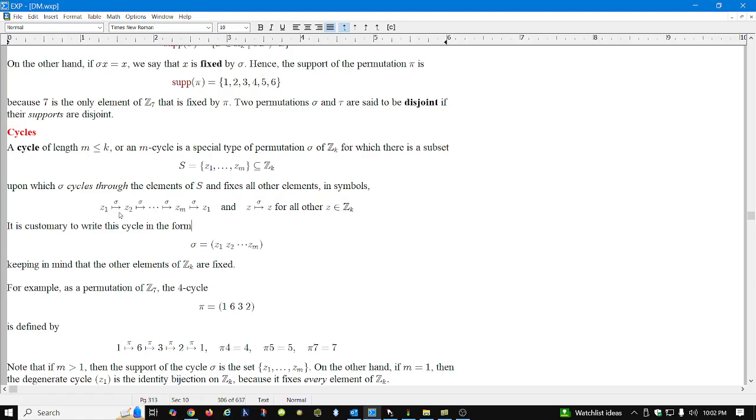Sigma sends z1 to z2, and then it sends z2 to z3, and so on until it reaches zm, and then sigma sends it back to z1. So it's a cyclic permutation. z1 to z2 to z3 and so on to zm back to z1. Everything else in the underlying set that's not one of these elements z1 through zm is fixed.